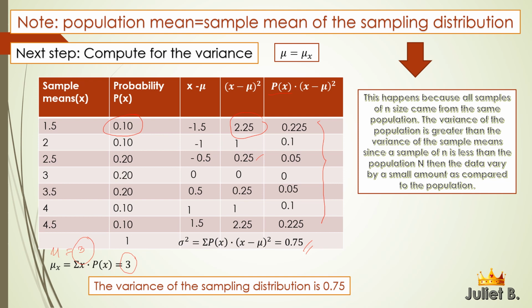The variance of the population is greater than the variance of the sample means. Since a sample of n is less than the population of n, the data vary by a small amount as compared to the population. With regards to variance, the variance of the population is larger than that of the sample mean because the sample is just a part of the population. That's the explanation there.